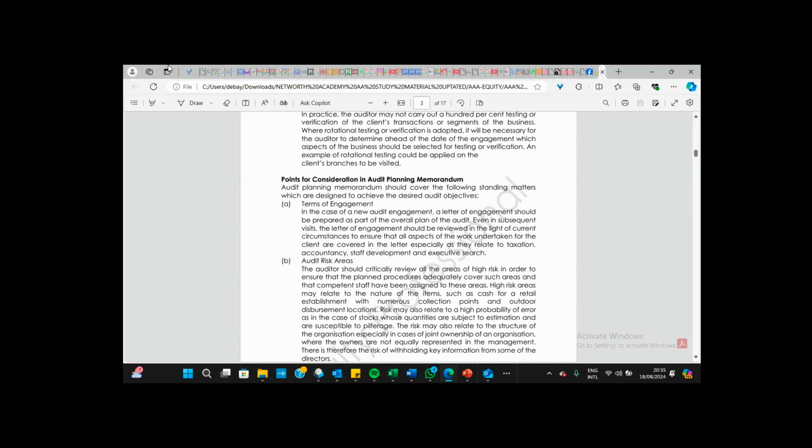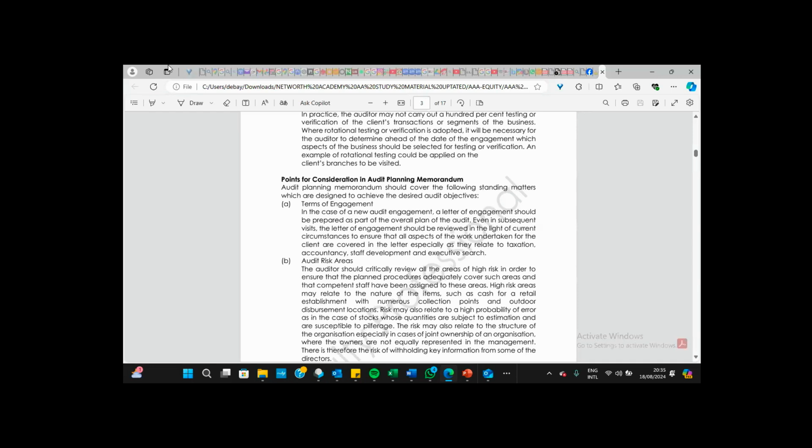Now, the Audit Planning Memorandum is designed to achieve the following objectives. Number one, the essence of the audit planning is to see that the auditor has been able to cover all the areas of the business. Number two, the auditor is able to plan adequately towards the audit, to know that we need X amount of staff, we need X amount of resources. The auditor will be able to plan adequately. We will not have missed out on any key areas.